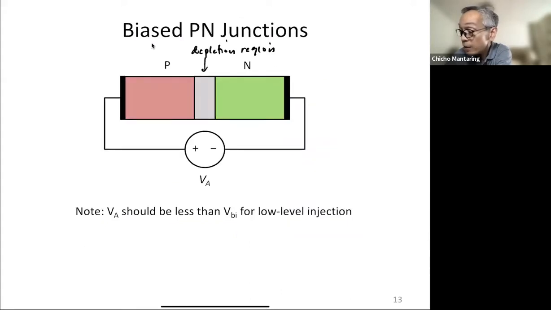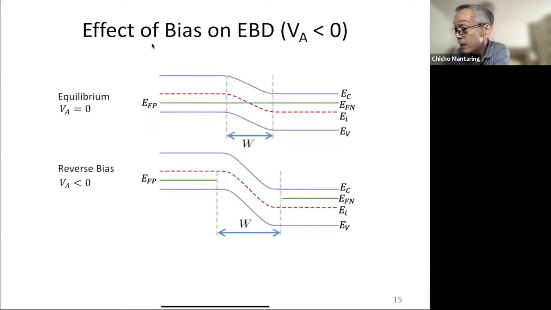On the other hand, what if I apply a negative VA? What if I make my P side more negative than my N side? This is the original, this is qVBI. This is going to be qVBI plus VA.